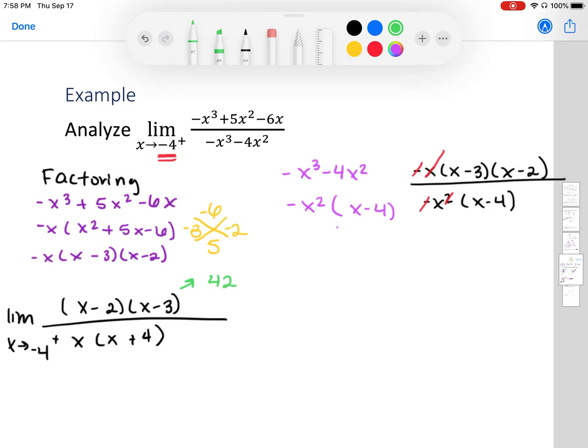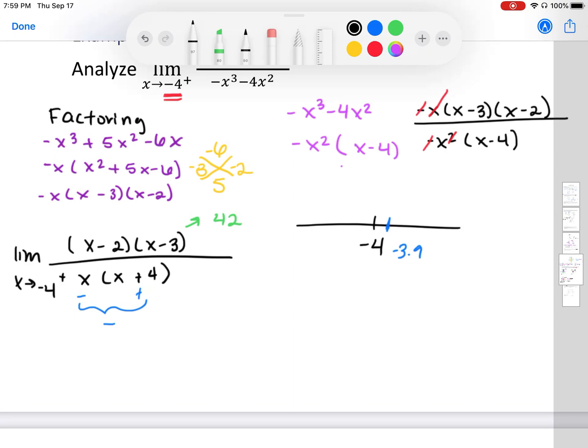And if I plug in a number slightly bigger, from the right, let me draw a number line. I can't use negative 4, but I can use a number that's slightly bigger from the right. So negative 3.9, for example. If I do that, I'm left with negative 3.9 plus 4. This will give me a positive. Negative 3.9, that's a negative. So if I multiply them, I'll end up with a negative.